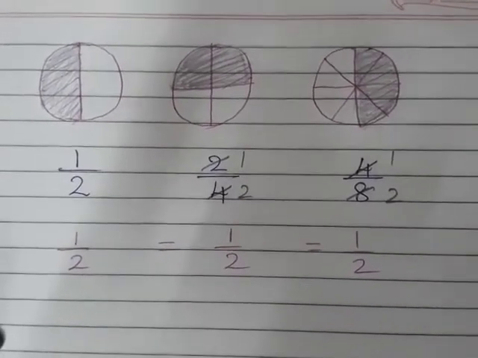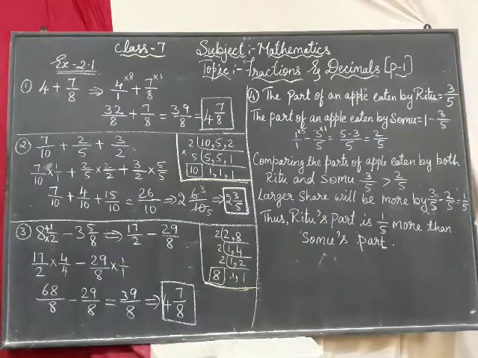Understood? Yes. Now, how to get this equivalent fraction means just multiply the numerator and the denominator with the next multiples. You will get the equivalent fractions. How many you want? You can do. A number that is infinite equivalent fractions we can get.